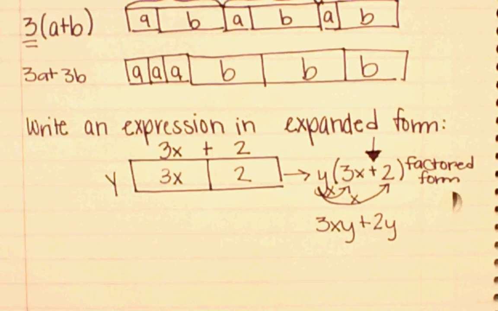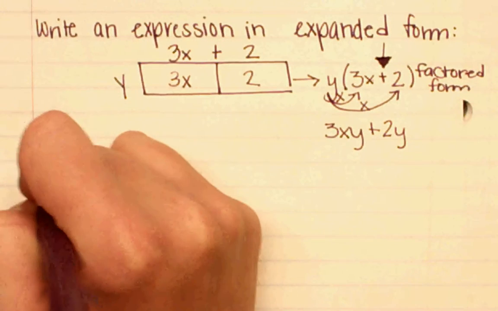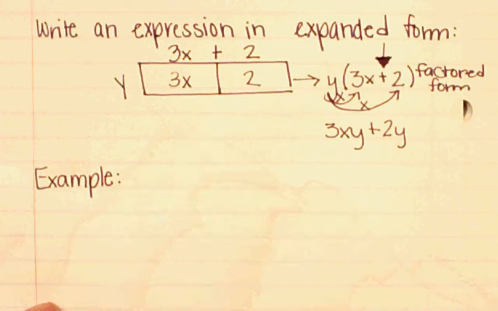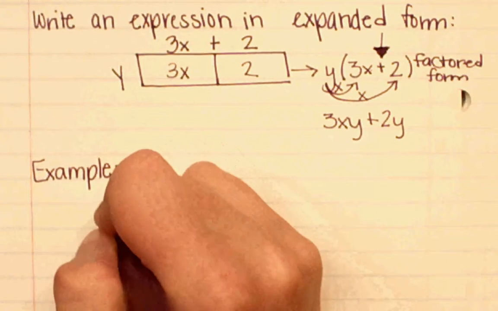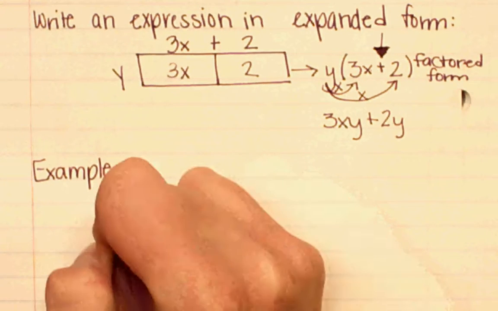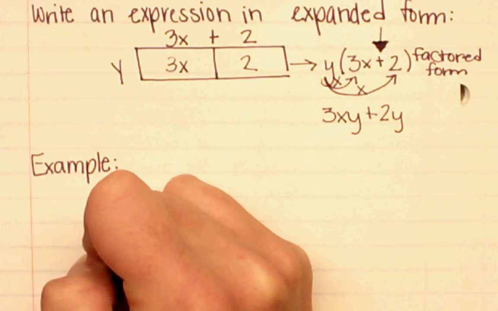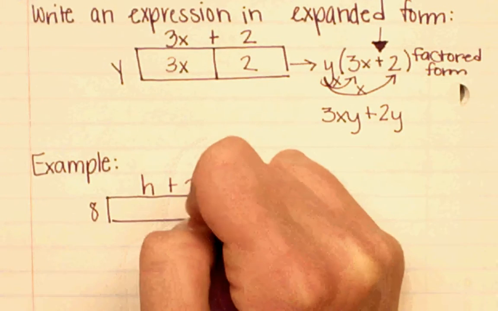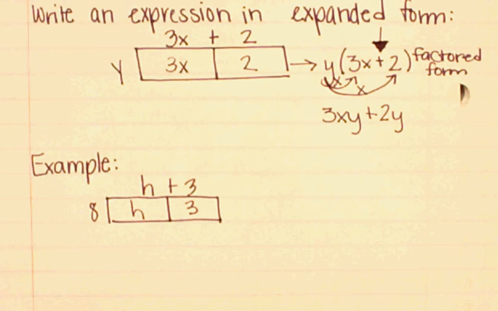And I'll do another one for you. So let's do another example. Let me see here, let me find one. Okay, it'll look like this. Sometimes it'll look like this, sometimes it'll just give you the factored form. And you're going to have the factored form of 8 and h plus 3. So this box represents h, this box represents 3.